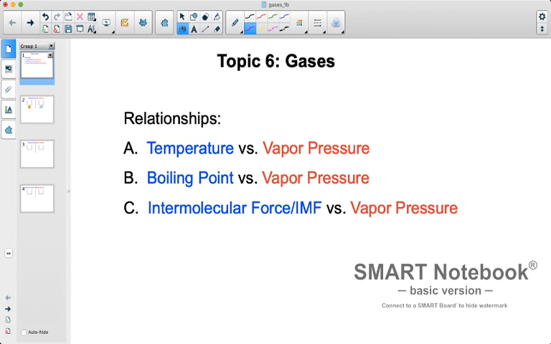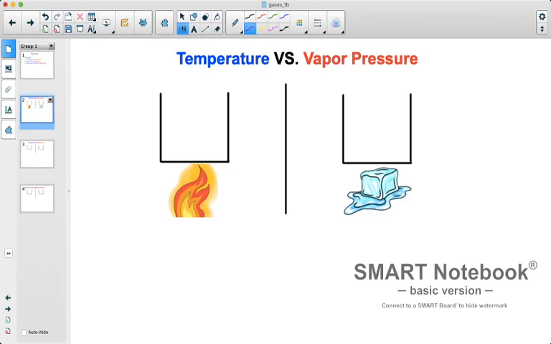So the first relationship we're going to look at is temperature versus vapor pressure. In order to understand that, we want to look at two identical beakers or setups. These two setups are going to be in closed systems, so each of these beakers is going to receive a lid. We don't want things lost to our surroundings. We want to keep everything inside. And to keep everything else the same, we're going to deal with liquid X. So both of these beakers are filled with liquid X.